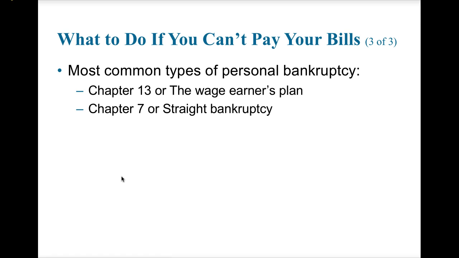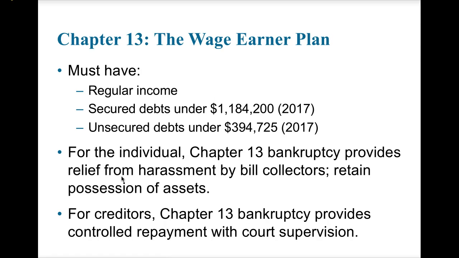Now, the most common types of personal bankruptcy are Chapter 13, the wage earner plan, or Chapter 7, straight bankruptcy. So let's talk about Chapter 13. You must have a regular income, with secured debts of less than $1,184,000. This changes every year. This is what it was stated in 2017. Unsecured debts must be under about $400,000.